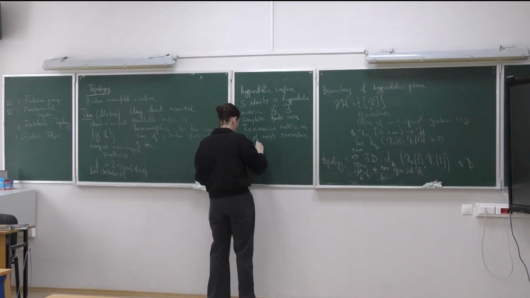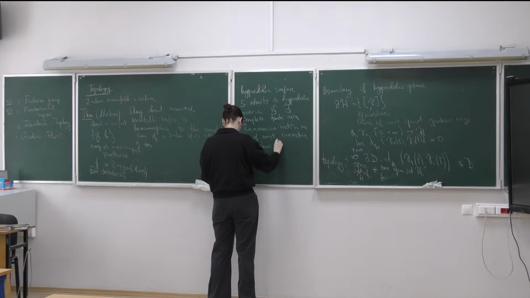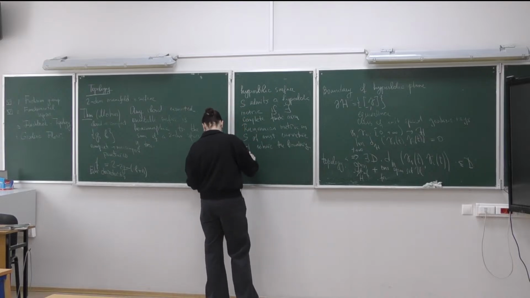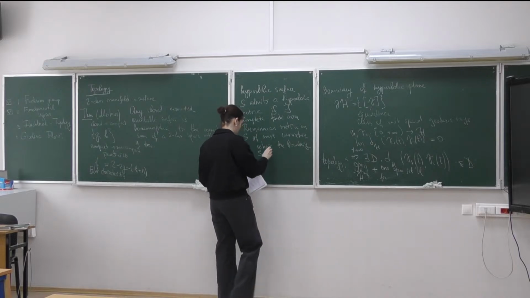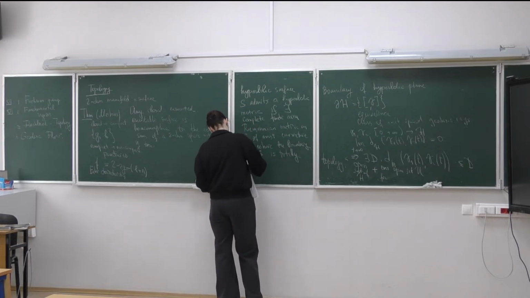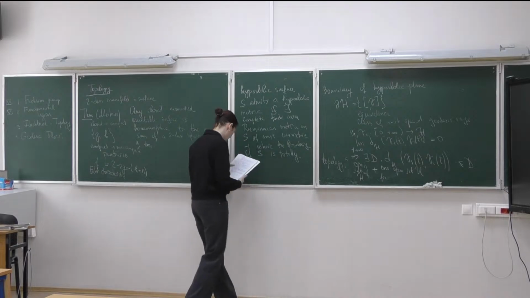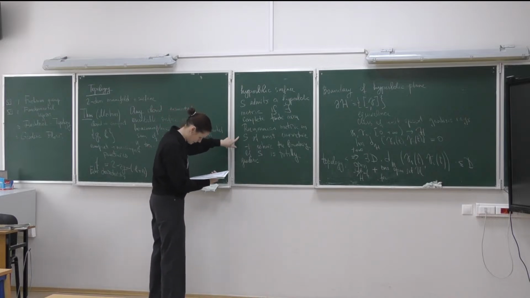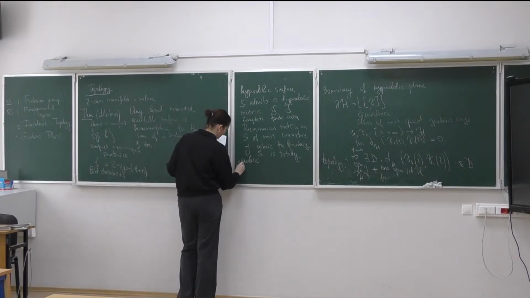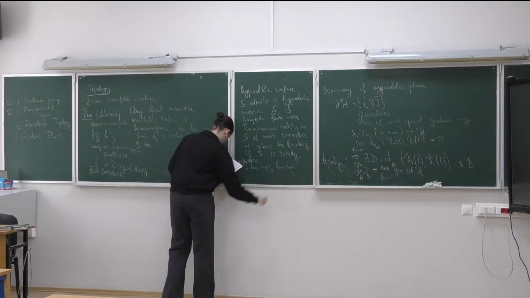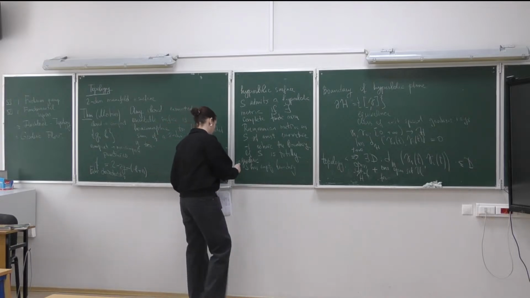where the boundary of S, if it exists, is totally geodesic. So what does it mean to be totally geodesic? It means that if you have some geodesics at the boundary, then it will be also the geodesic in S itself. If S has empty boundary, then it admits the hyperbolic metric.